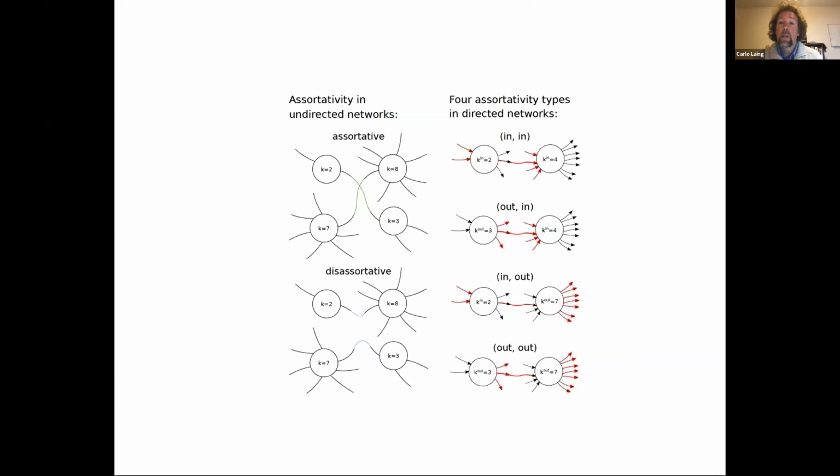And then going down, we have all the other possible combinations. So the second one down, for example, we look at the out degree of the presynaptic neuron and the in degree of the postsynaptic neuron. And again, look at whether they're both above average or below average, and then bias the probability of that connection.